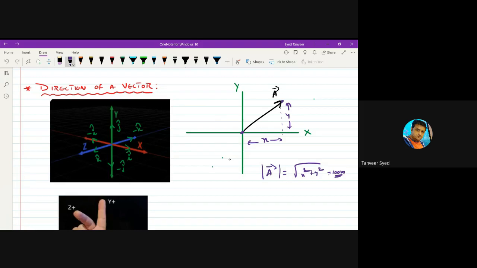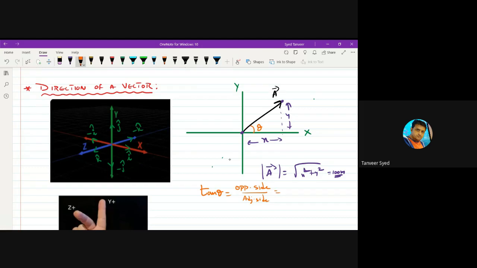How can we give that direction? I can give that direction using angle. Let us say this vector A is making angle theta with the x-axis. Then I know x and y values. So if I write tan theta, it is opposite side by adjacent side in a right angle triangle.